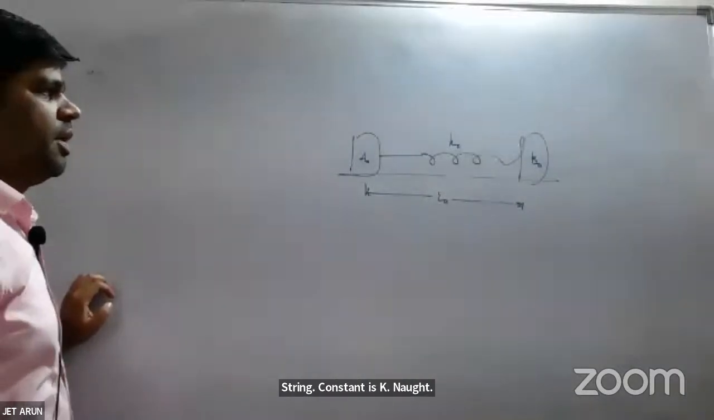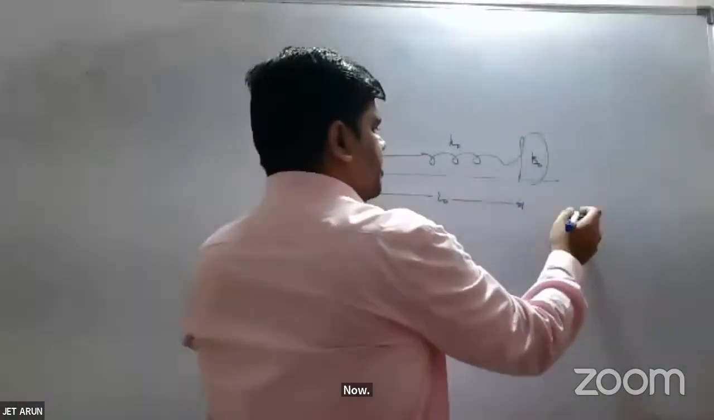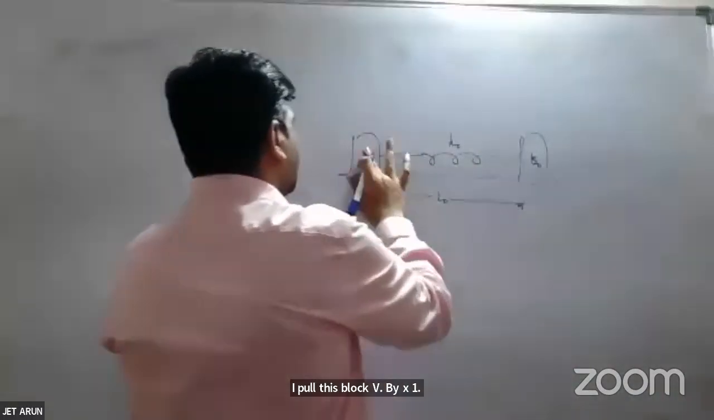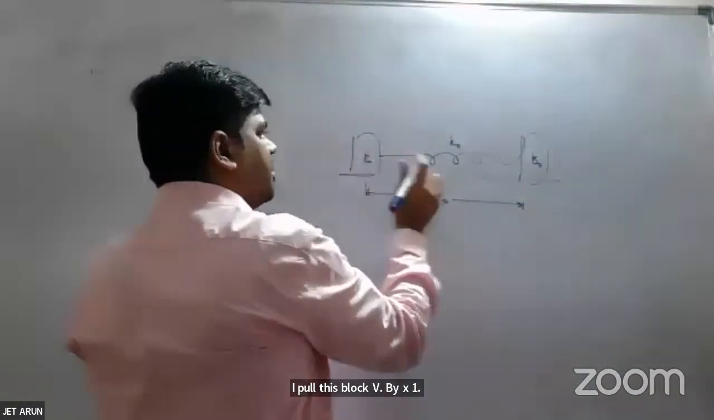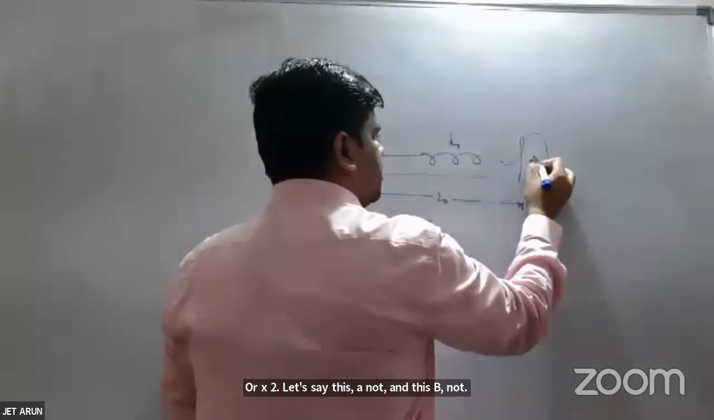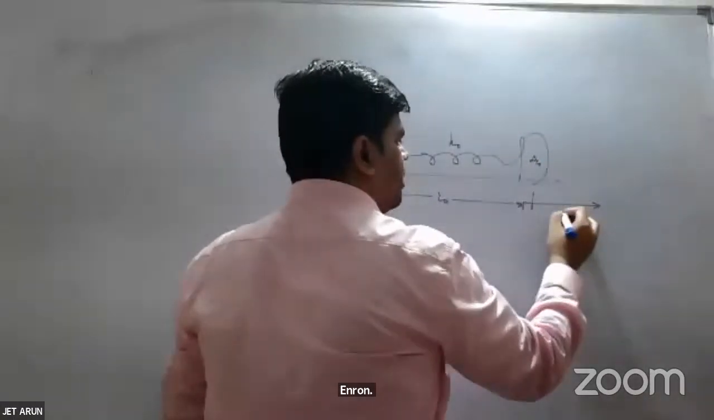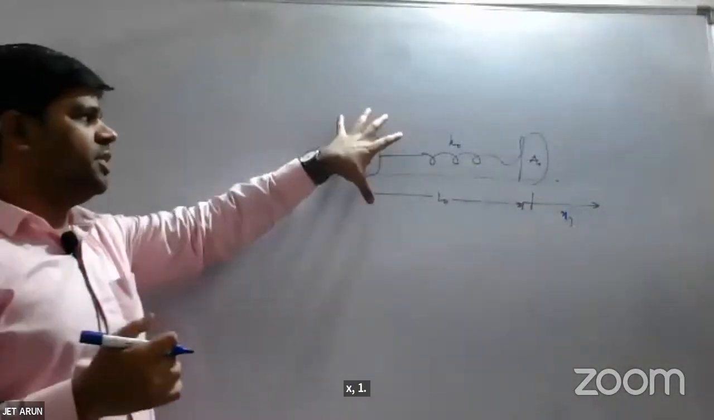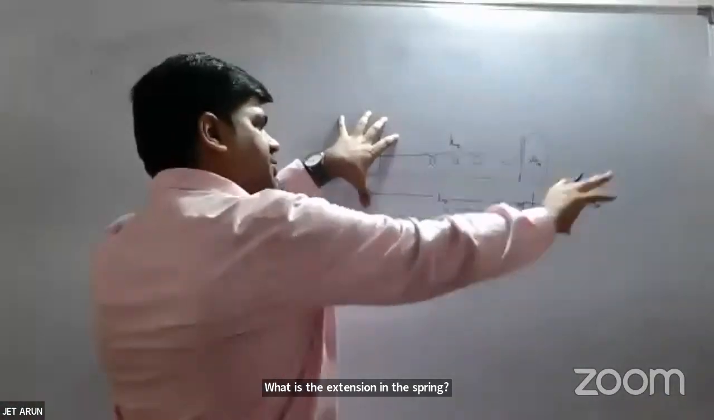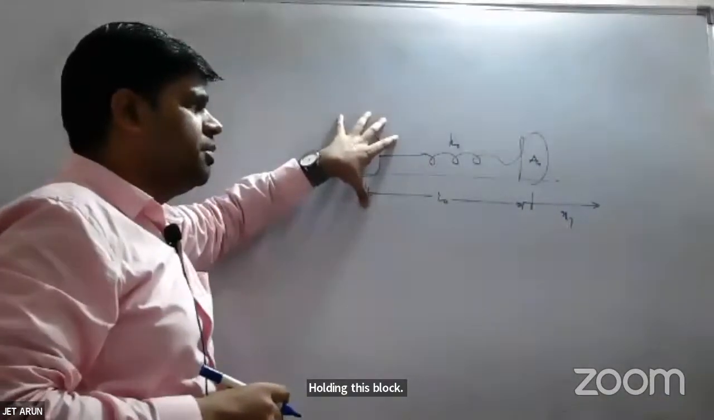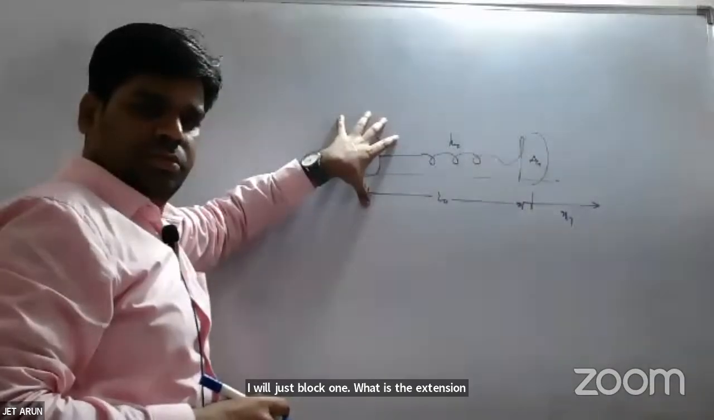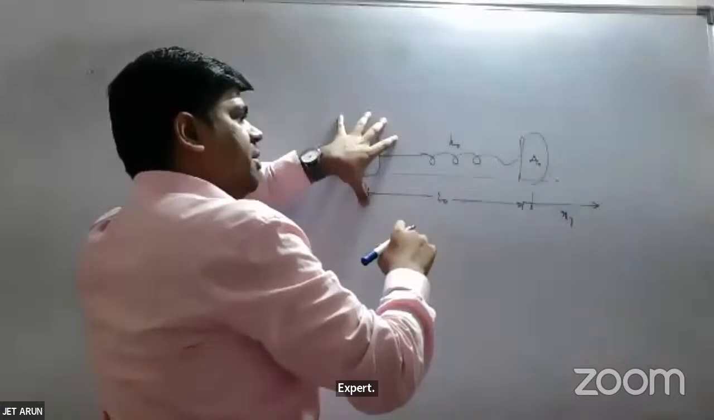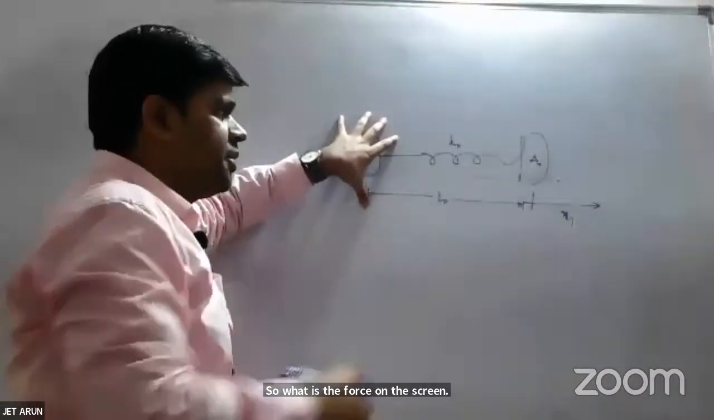Now, I pull block B by X naught, X1 or X2. Let's say this is A naught and this is B naught. Let's say I pull block A by X1, holding the other block. What is the extension in the spring? X1, right. So what is the force, the tension in the spring? K naught into X1.